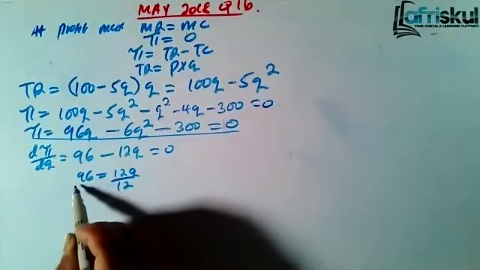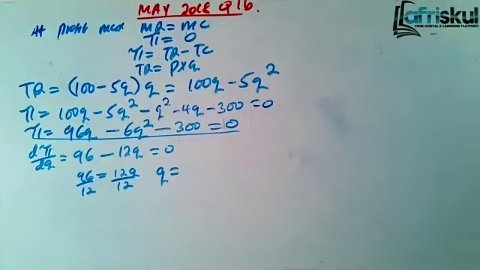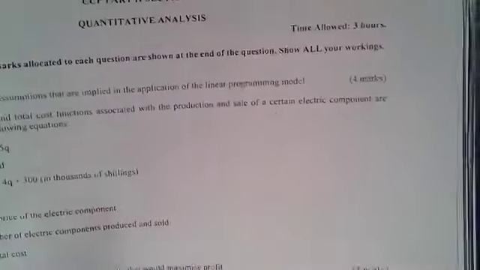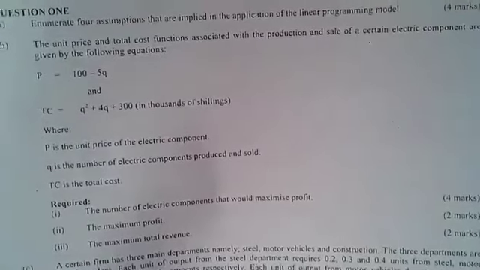You divide both sides by 12. So you get your Q. Your Q comes to how much? It will be 8. Yeah, your Q is 8. And that's what the examiner wanted, number 1. The number of electric components that would maximize profit. We are through with that.